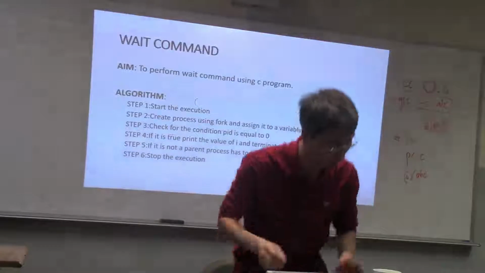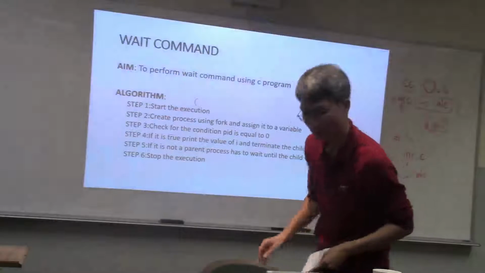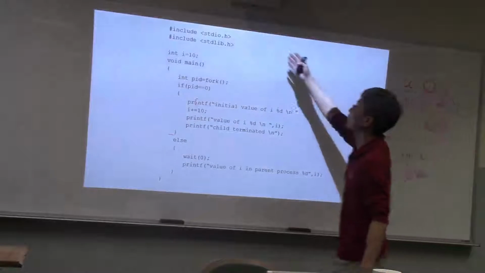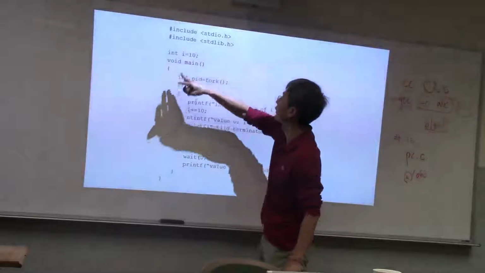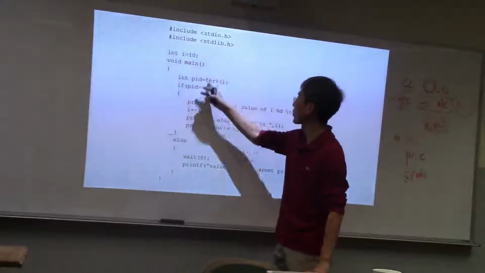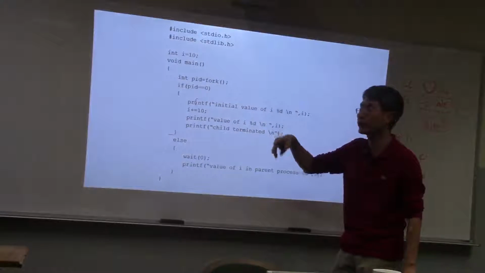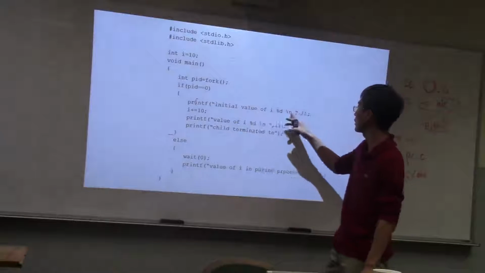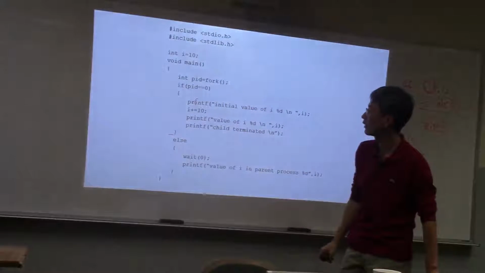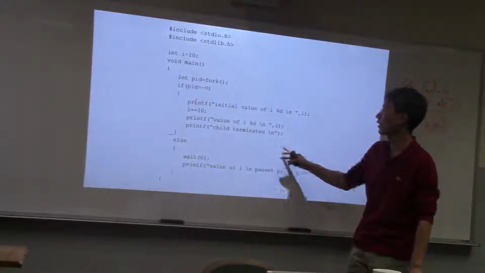Okay, so let's look at this. We are going to use the same header file, and the integer is assigned as 10. In the main function, we create the process using fork. In case the child process is successfully created, the initial value of i is 10, then we increase the value, so it will be 20. Then the child terminates.